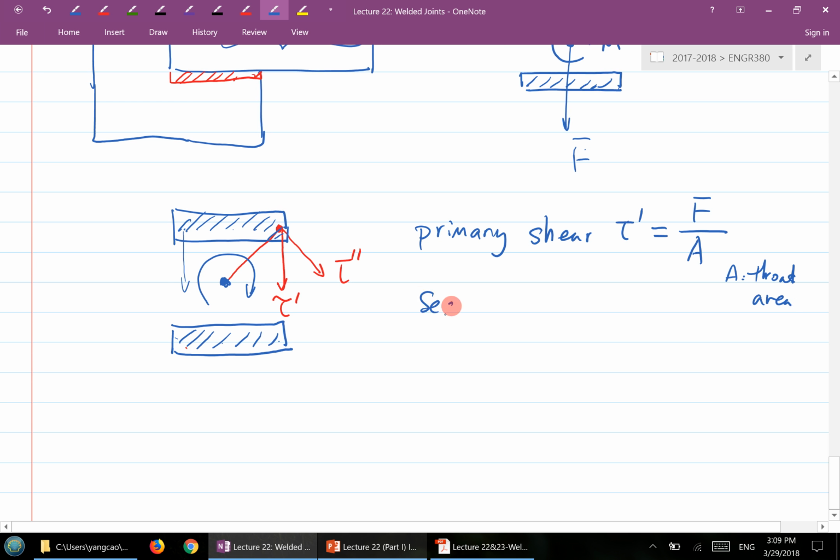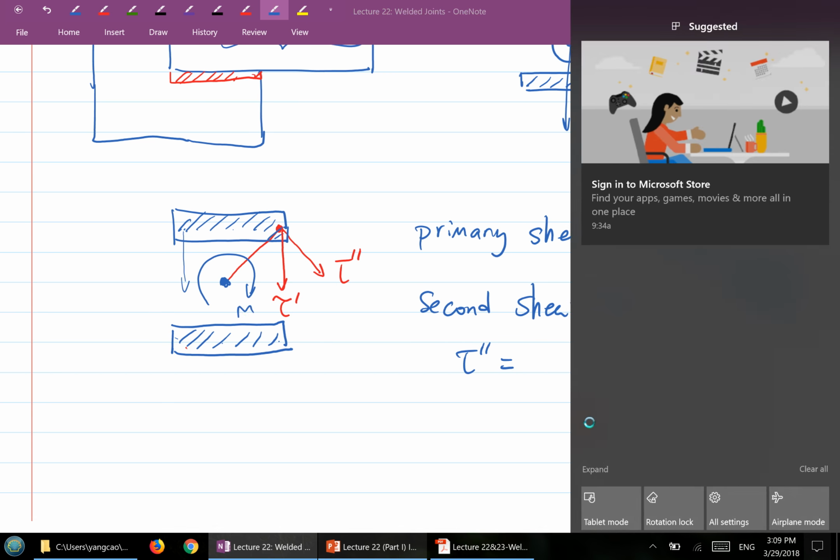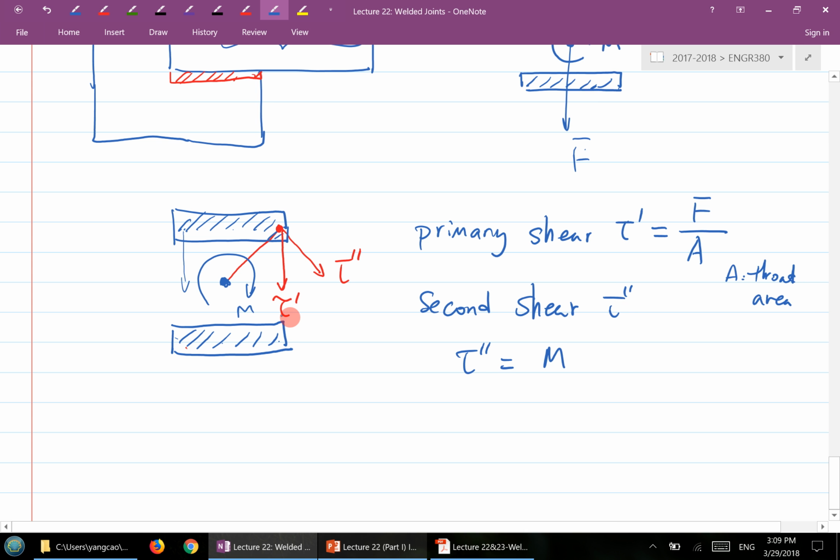And then you have the secondary shear, tau double prime. You can see it's generated based on the moment here. So I'll write an M here. Typically we write a T, but we can write M in this case. So M times r over J, where r is that radius over there. So those are the two stresses in the in-plane here.